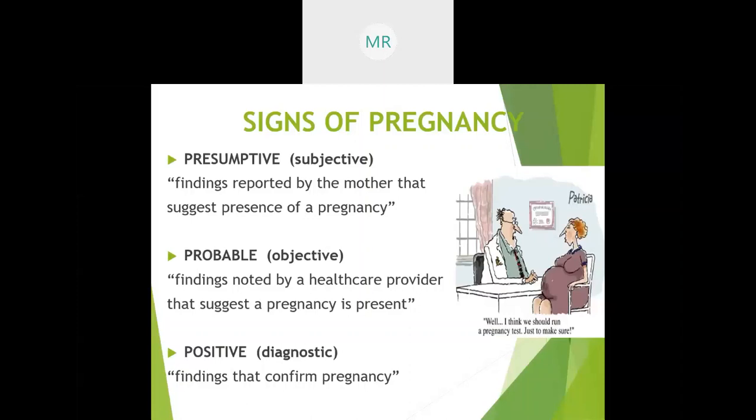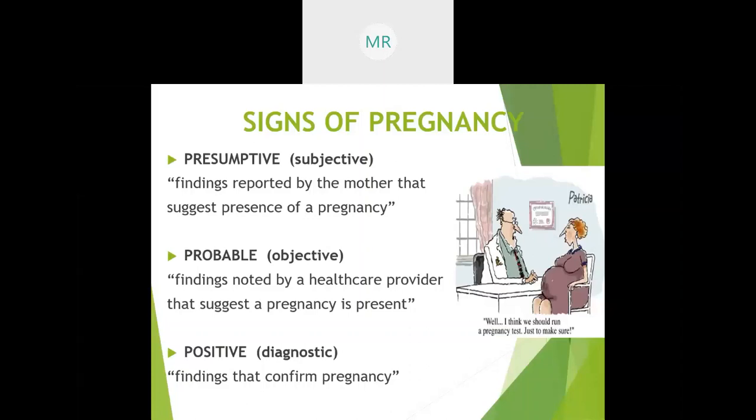Then we have probable signs of pregnancy. This is objective. These are findings that are noted by the healthcare provider that suggest to the healthcare provider that a pregnancy is present. This is what we just talked about a little bit ago. These are pelvic organ changes. Goodell's sign, because remember Goodell's was a softening of the cervix. Hegar's sign is a softening of the lower uterine segment. Then we have Chadwick's sign, a bluish purplish color of the mucous membranes, the vaginal wall.